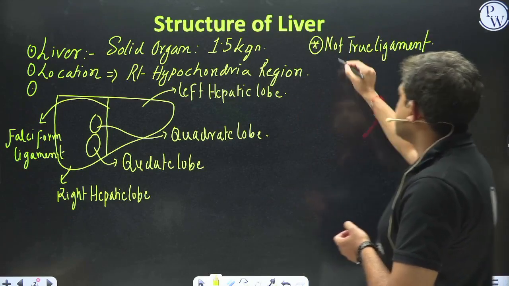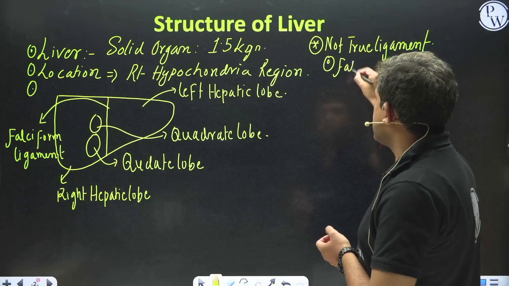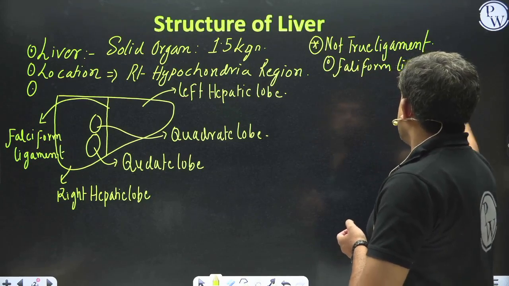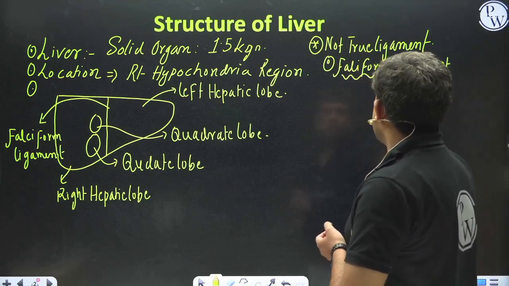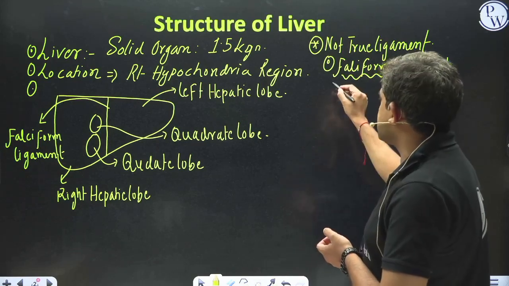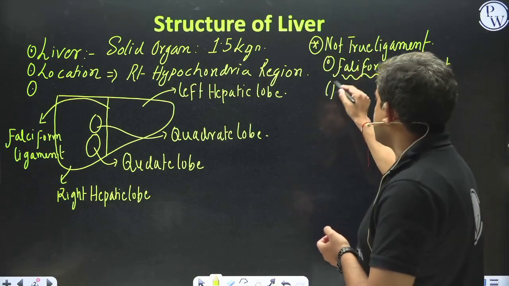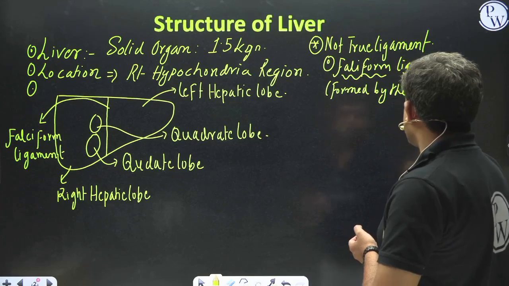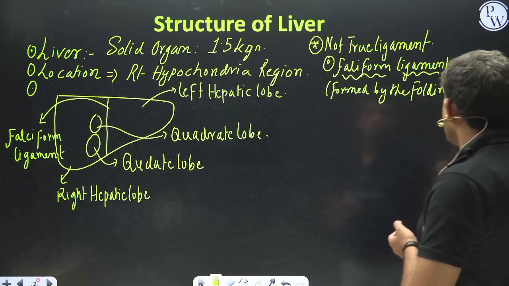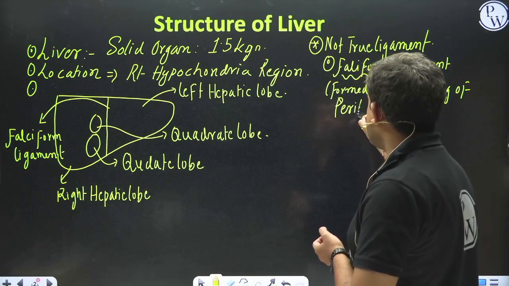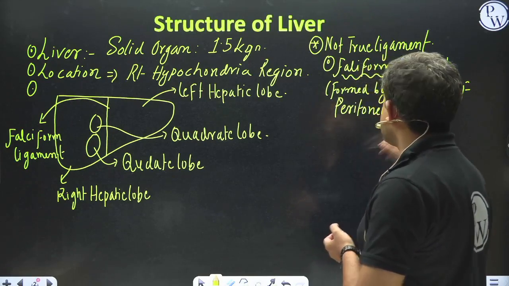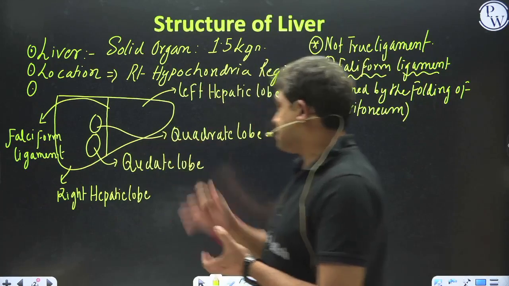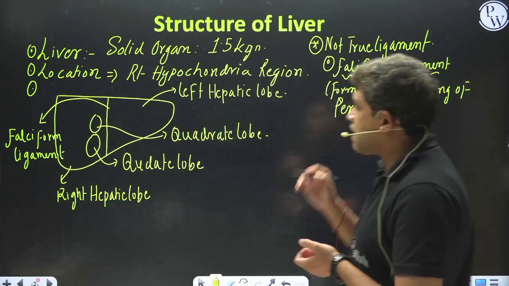So first of all, I was talking about the falciform ligament. What are its important functions? This is not a true ligament. It is formed by the folding of the peritoneum. These are the peritoneal folds, and they are found between the right and the left hepatic lobe. Understand?